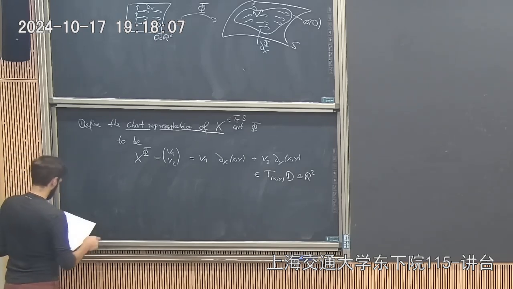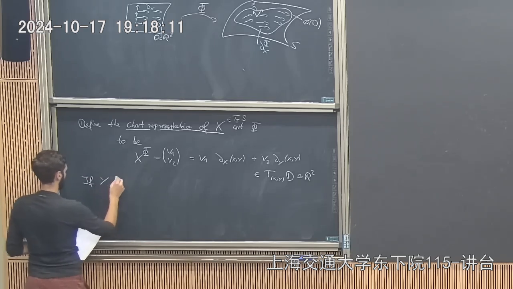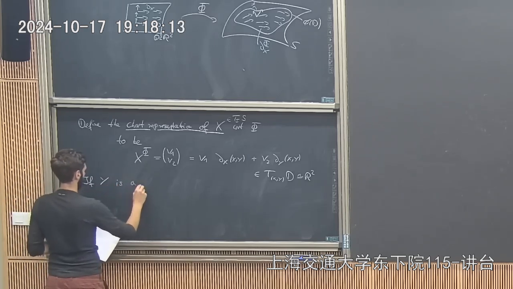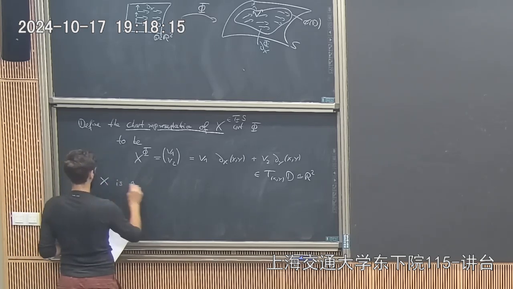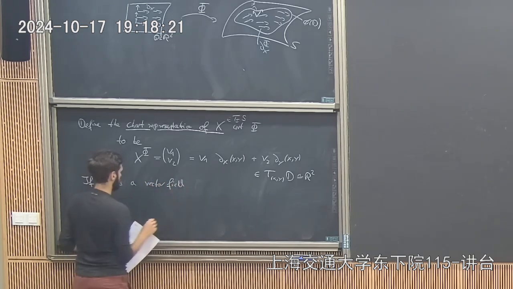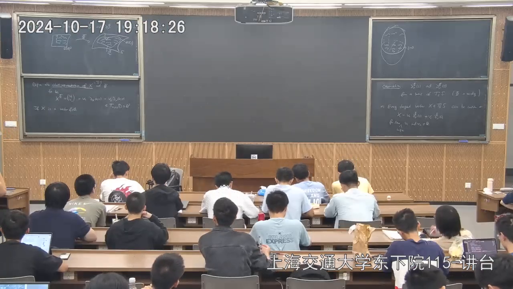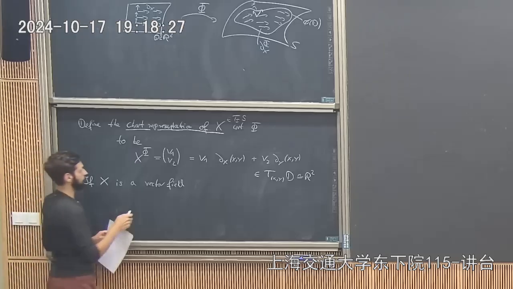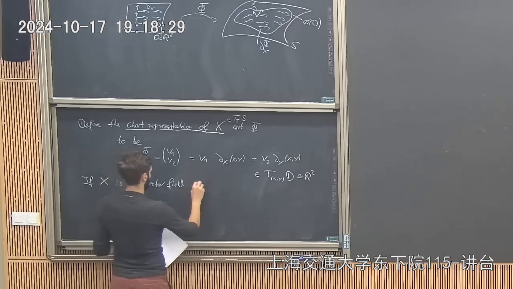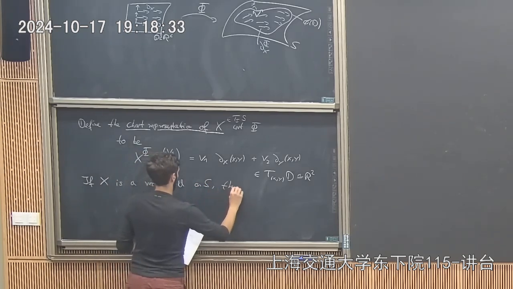And so now, let's say X is a vector field. We have not only one tangent vector, but a whole collection of them at every point on S.